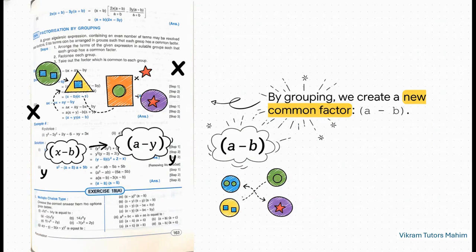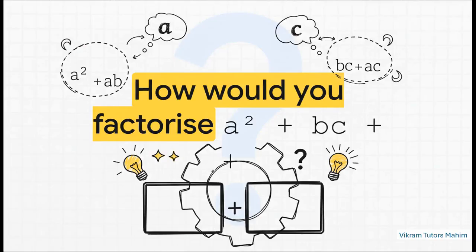This example here is perfect. See? ax minus bx plus ay minus by. Nothing is common to all four terms. But what if we group the first two together and the last two together? From the first pair, we can pull out an x. From the second, we can pull out a y. And then, look, it's like magic. Suddenly, both chunks have an a minus b in them. That's our new common factor, and we can just pull it right out. Okay, let's try another one.